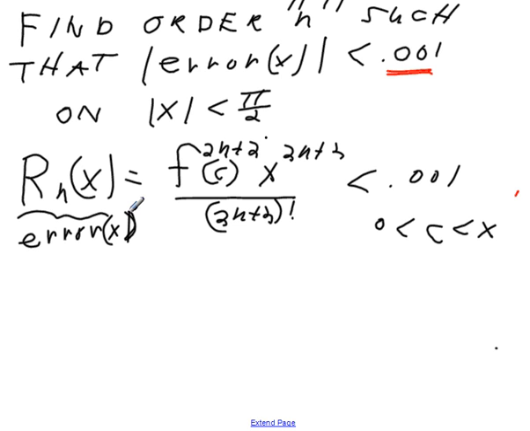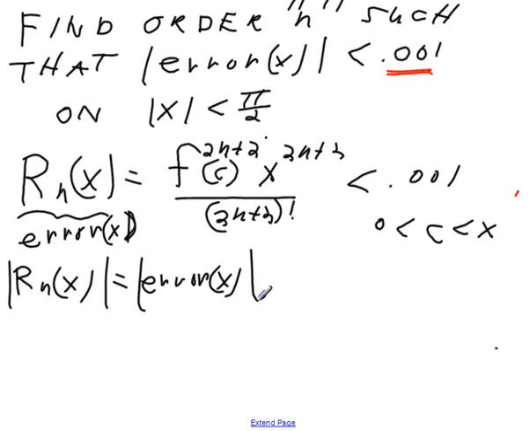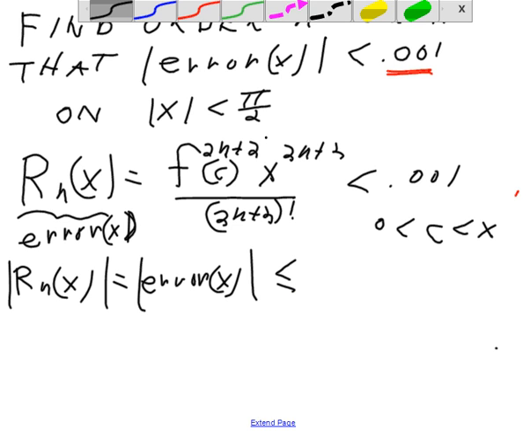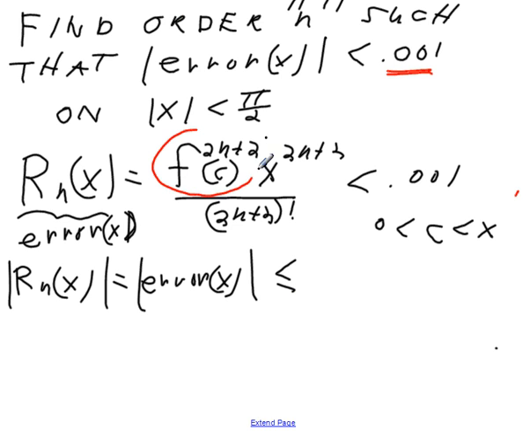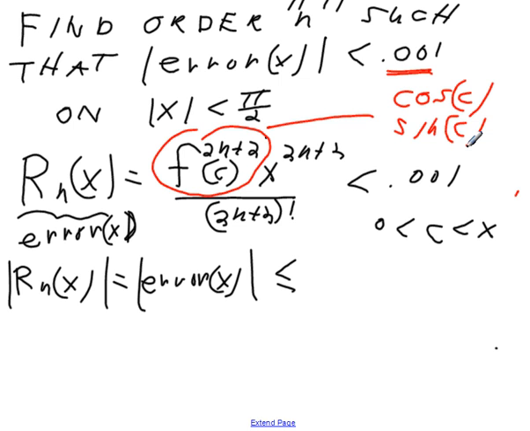Now, we're going to say the following. If you remember from the last problem, we're going to use the absolute value. We would say that's equal to the absolute value of the error of x. And that would be less than or equal to, remember this term here. From our little work we did before, we said this is going to be either the cosine of c or the sine of c, depending on, it just flips back and forth. And we're going to maximize that.